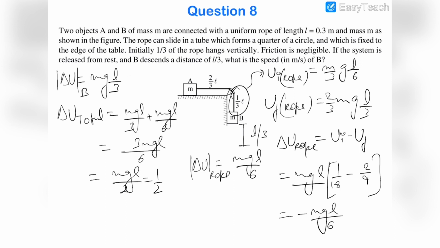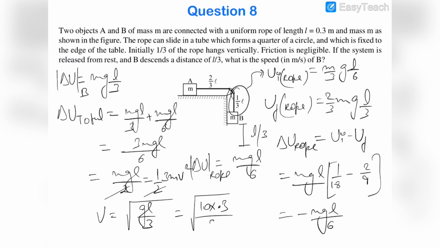Now we know that in this situation, when the block and the rope are moving, all of them would be moving with the same speed, and therefore we can use the value of mass as 3m, and v square. So v will be equal to under root of gL by 3, and g is 10, L is 0.3, and this is 3, so it would be 1. So the value of v finally would be 1. Now we move on to the next question.